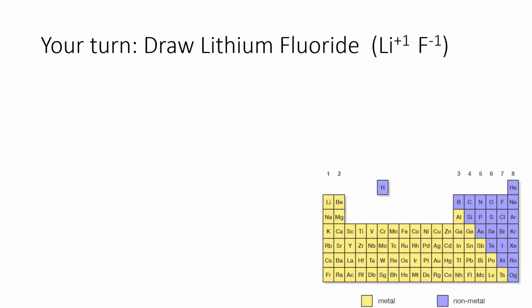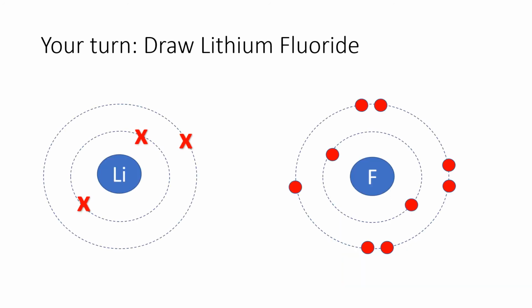Okay, it's your turn. Have a go at drawing lithium fluoride for me. You can see the ions there, Li +1 and F -1. Okay, so you may have started with something that looks a little bit like this. If you didn't, because you jumped ahead straight away to the ions, give me a second. So here's a lithium atom with that 1 electron in the outer energy level and fluorine needing 1 more electron in the outer energy level. So it makes sense that the lithium would transfer that electron and lose that outer energy level.